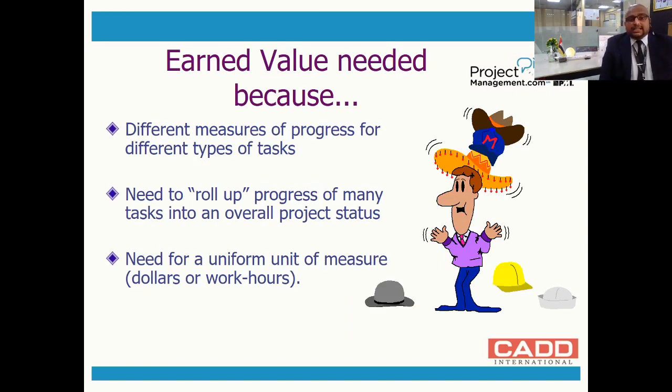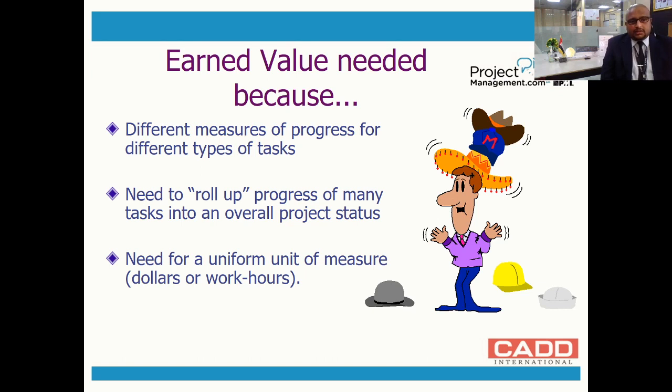Also, earned value is needed because, as I said, we have different measures of progress for different types of tasks. This is also important. Not all tasks are completed according to durations. Some are according to units, for example flooring: 100 square meters of flooring. This is how you measure the progress. So you again have a new unit, square meter. When you report individually, it's going to be a bulky report.